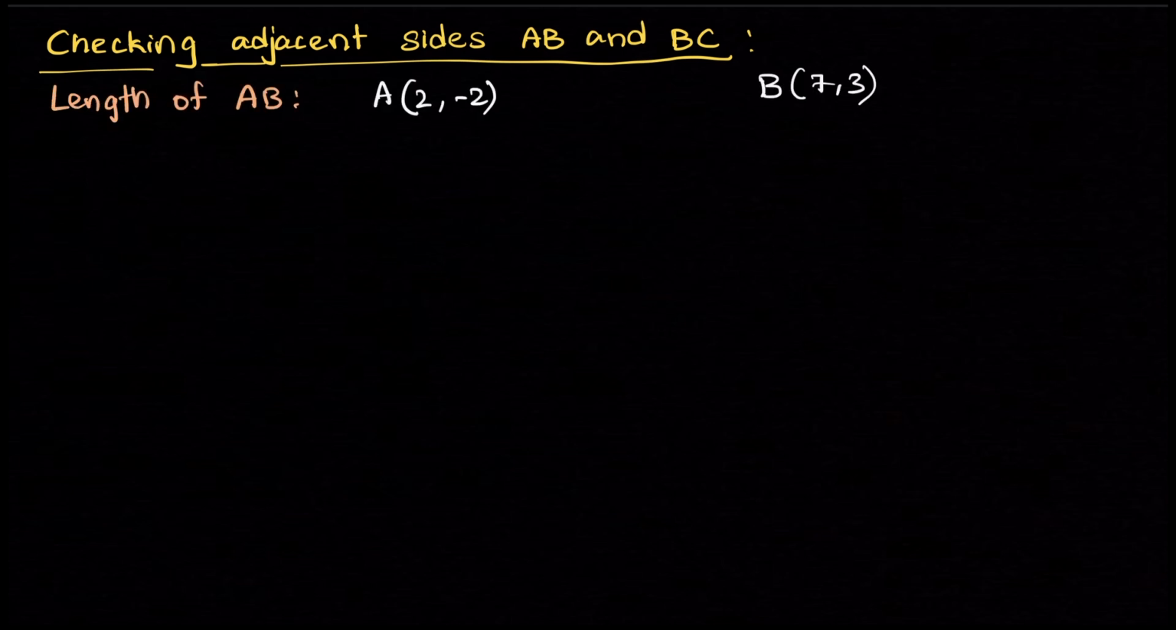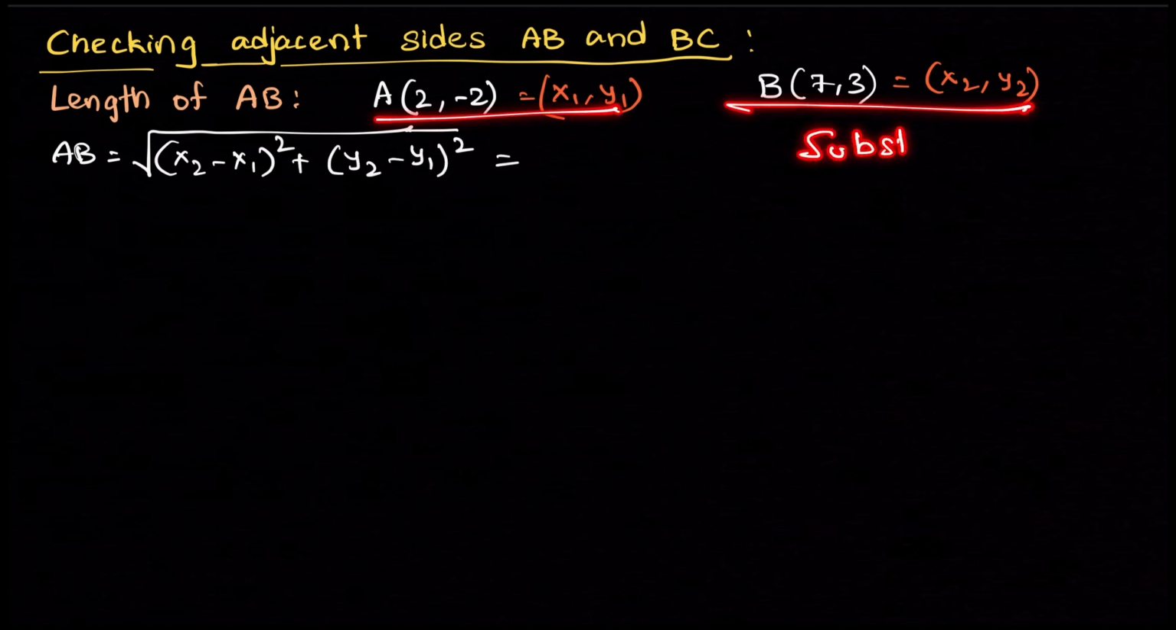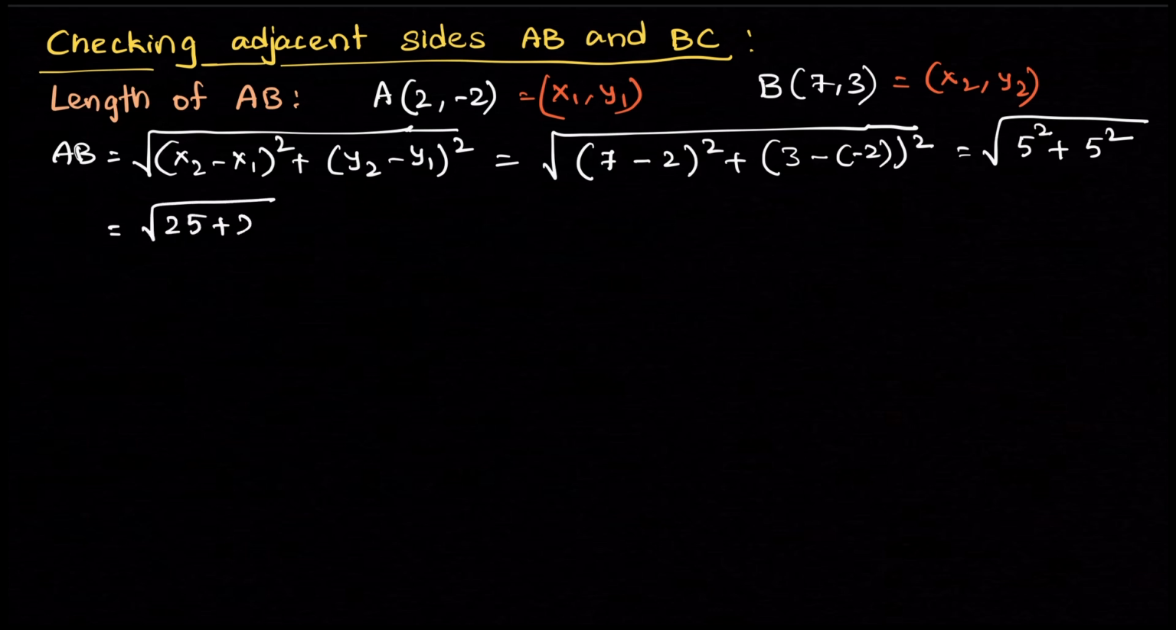Length of AB. Consider vertex A as point x1, y1 and vertex B as x2, y2. The distance between these 2 points is root over (x2 minus x1) whole square plus (y2 minus y1) whole square. Now let us substitute point A and point B in this formula: root over (7 minus 2) whole square plus (3 minus -2) whole square. 7 minus 2 is 5. 3 minus of -2 is 5. Root over 25 plus 25, root over 50. The length of the side AB is root 50 units.